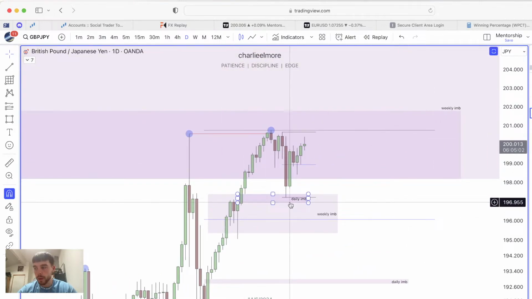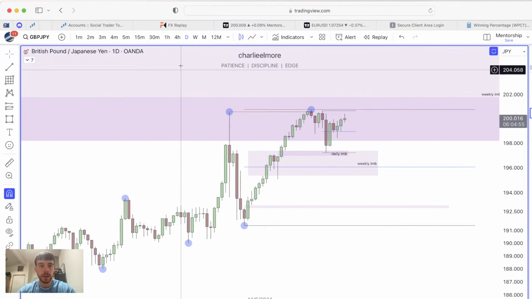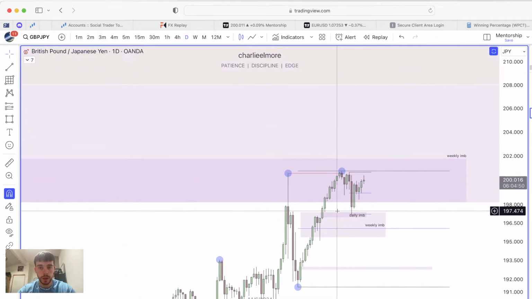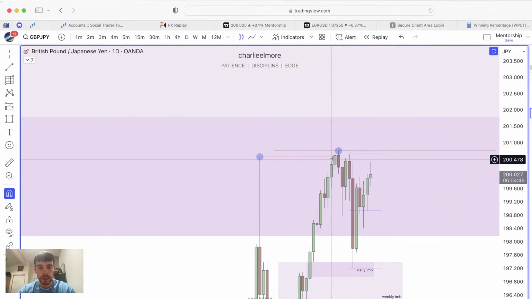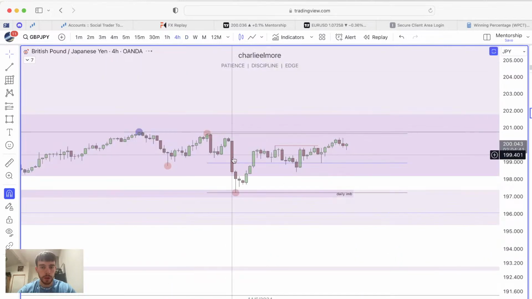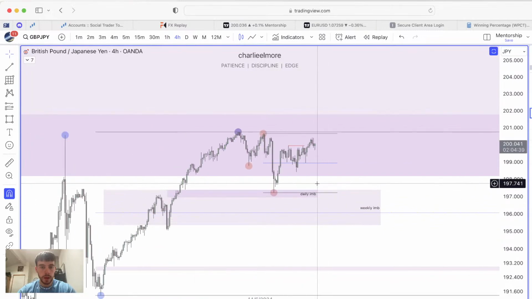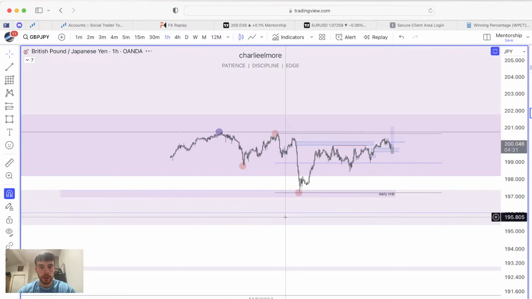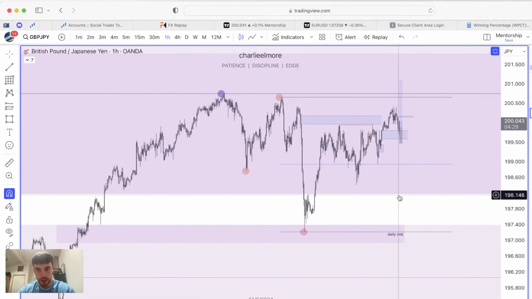the fact that we've come into that weekly imbalance, the fact that we've come into that daily imbalance, and then if we couple that with the fact that the daily time frame is still bullish, because we can see that we closed above that high, therefore this is the new high. And then if we go into the 4-hour time frame, this was bearish structure coming into there. However, on the 1-hour time frame, we've actually put in bullish structure.